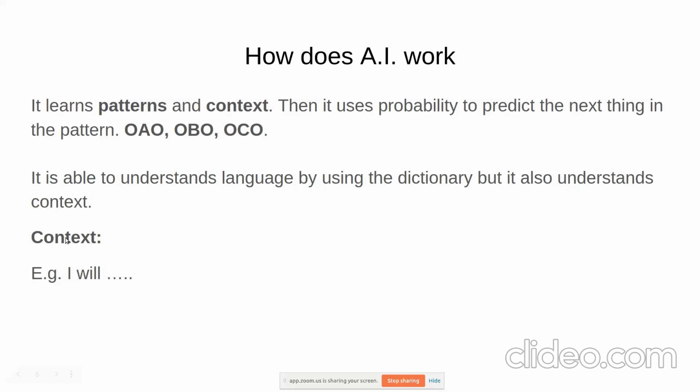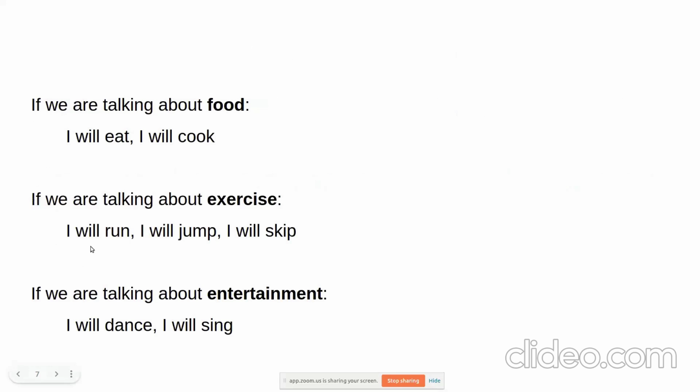But if we were talking about food, then you would normally complete the sentence with "I will eat" or "I will cook," which makes sense because we are talking about food. That is the context. If the context changes, for instance, if we are talking about exercising, then you can say "I will run, I will jump, I will skip." You get me? So that's the context.